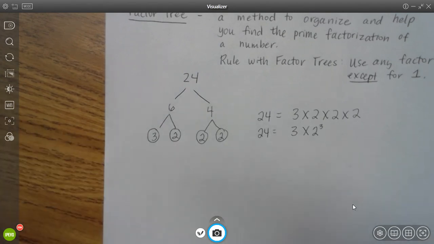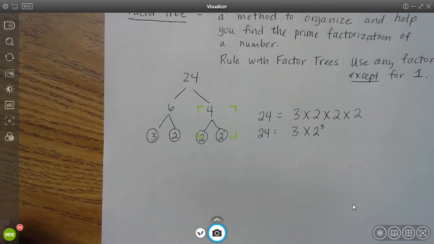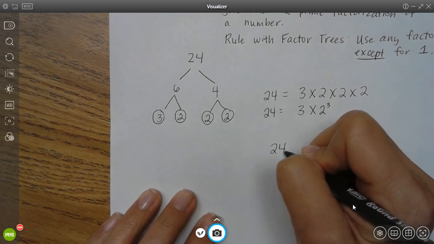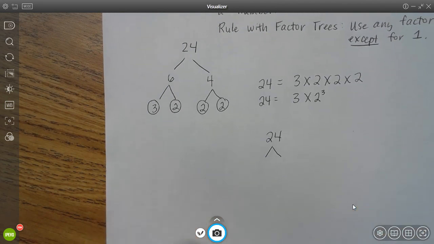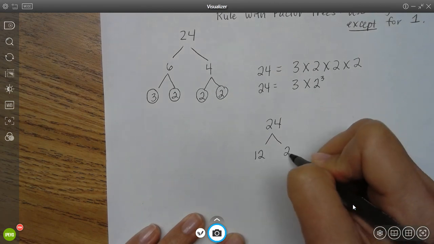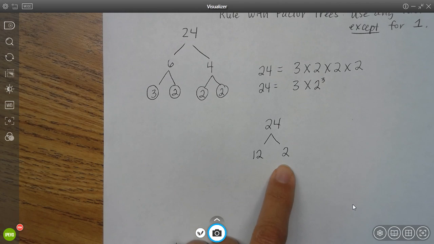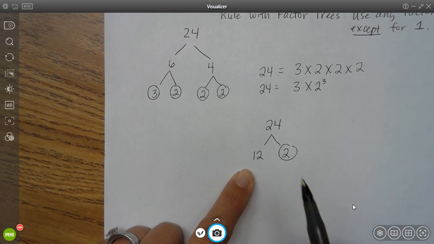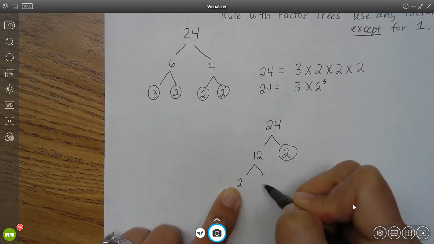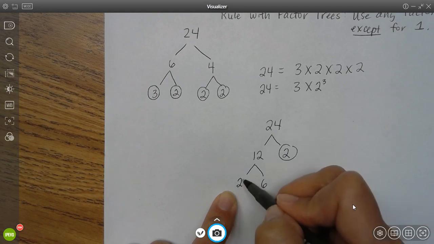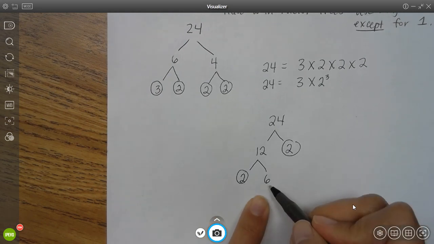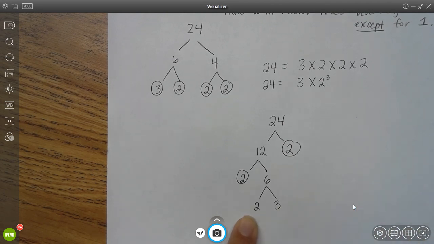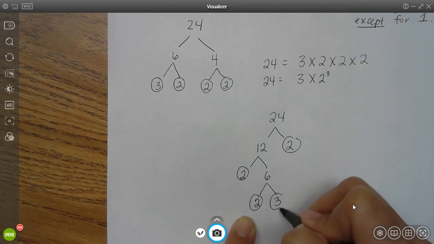Now, I want to prove a point here. 24. I'm going to use different factors, and I'm going to see if I end up with the same prime numbers or not. So 24 again. And I know 12 times 2 is 24. So I'm going to use that. Now immediately, I can circle this 2 because 2 is a prime number. Now I'm going to go to my 12. 12 is an even number, and I know I can divide it by 2. So 2 times 6 is 12. There's 2, which is prime. And then my 6 is an even number. I know I can again divide it by 2. 2 times 3 is 6. And I'm going to circle 2 and 3 because they're prime.